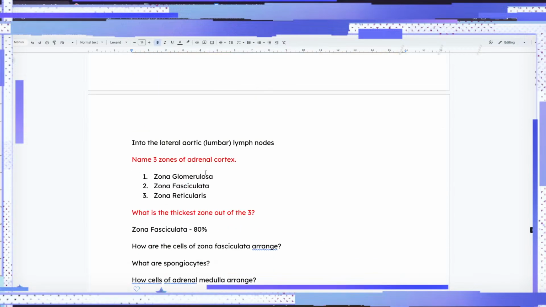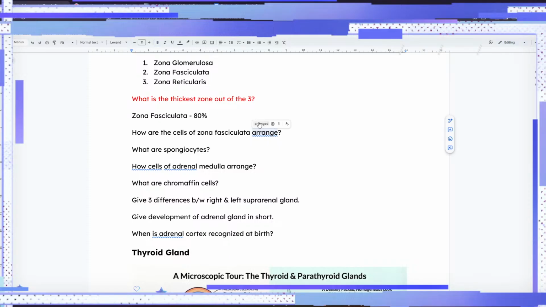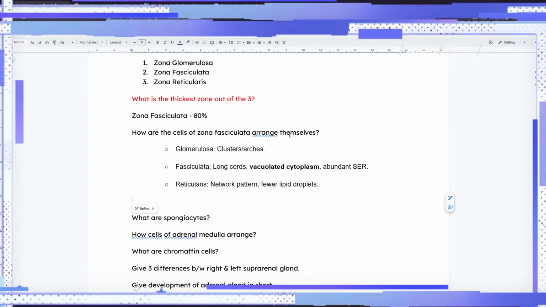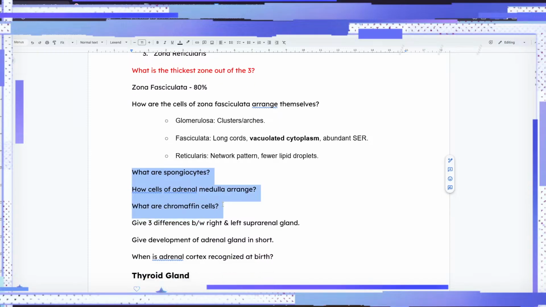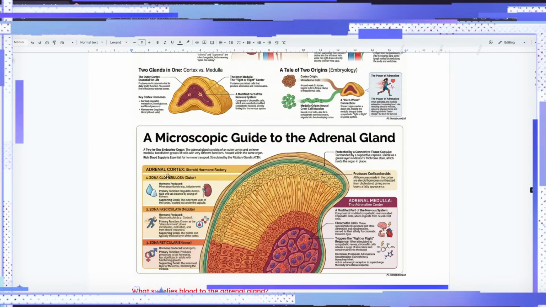So how do the cells of zona fasciculata arrange themselves? That's the basic gist of it, right? So long fasciculated, right? That's how they are. That's how they want to be. And we just respect that, don't we? We simply respect that. And that's how we move on in life, right?